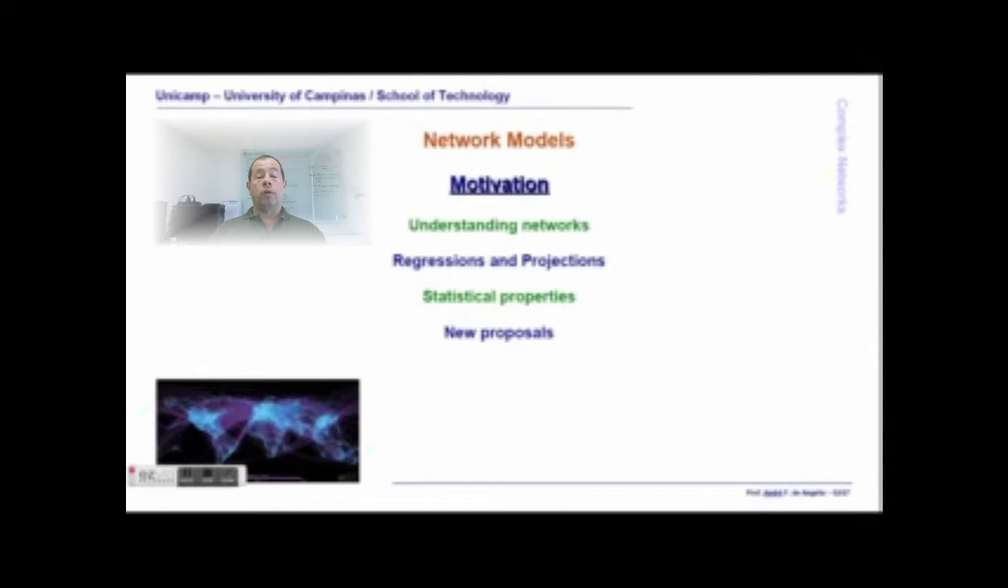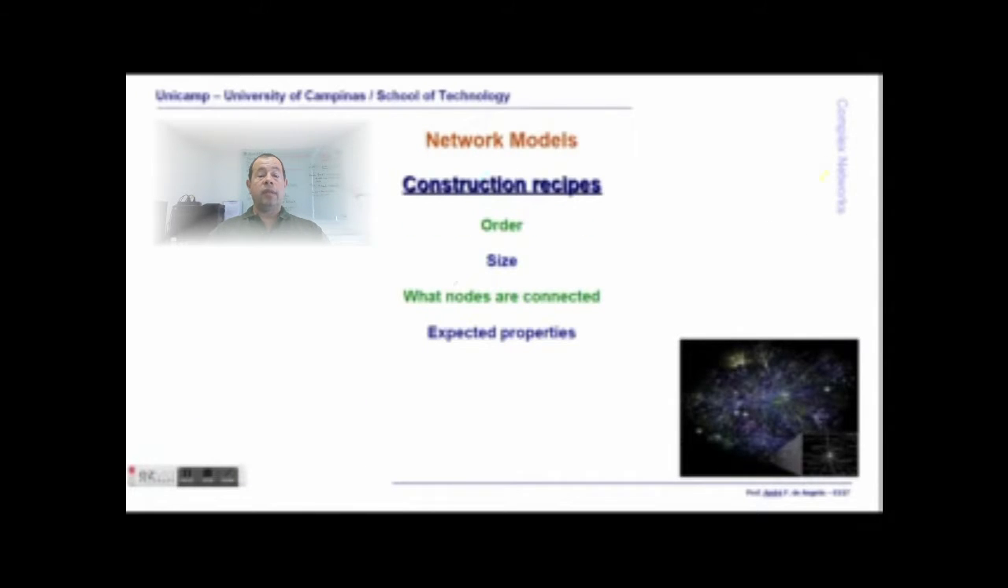Usually, new proposals of the network are based on models. We propose a new model of network, and this model will help us to understand some real problem. But what is a network model? A network model is essentially a construction recipe. We have instructions to build a new network. And this recipe informs us about the order, the size, and the way the nodes are connected among themselves in the network.